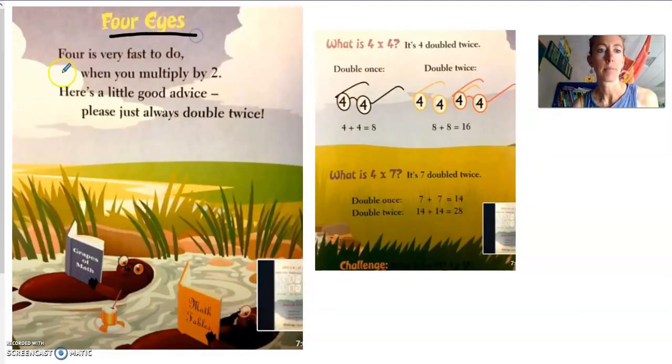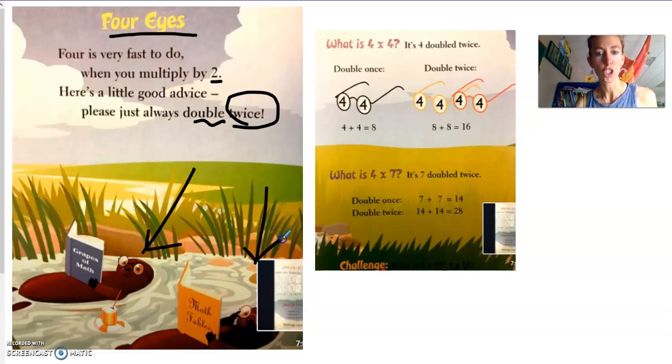4 eyes. 4 is very fast to do when you multiply by 2. Here's a little good advice. Please, just always double twice. See, we have 4 eyes down here. That's double twice. It's showing up twice. Double it twice. So what is 4 times 4? Well, we take the 4 and we double it twice.